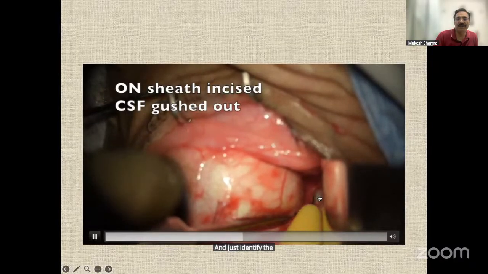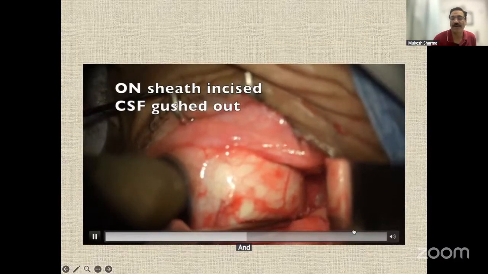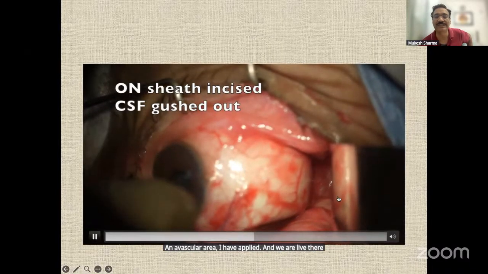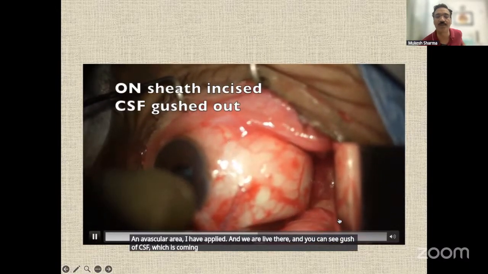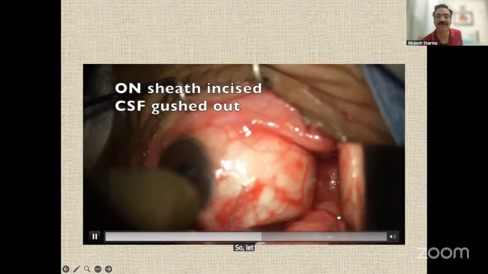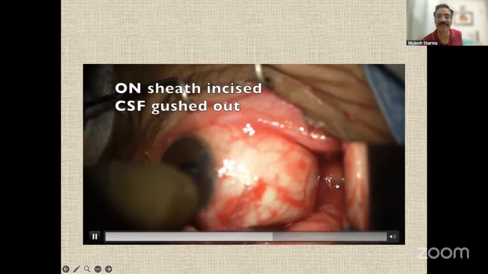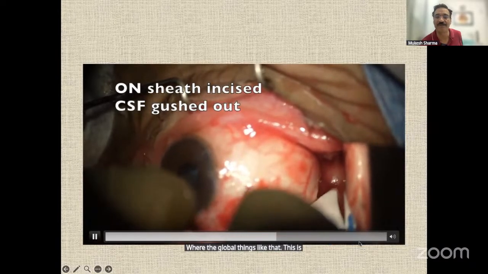This is the optic nerve and avascular area. I have applied an MVR knife there, and you can see a gush of CSF coming out through that opening. Let the CSF come out. You can see this emulsified kind of liquid, fat globules, things like that. This is very typical of CSF appearance.